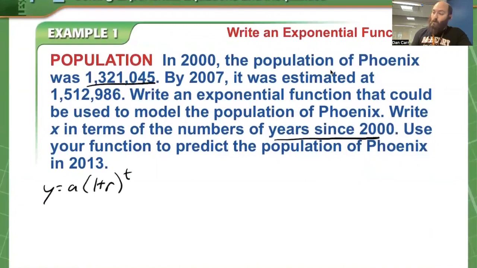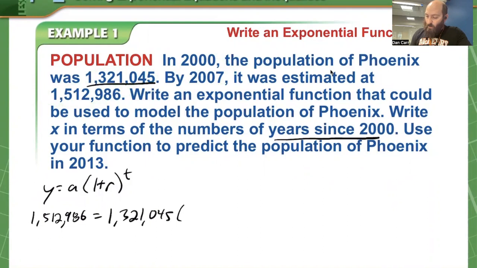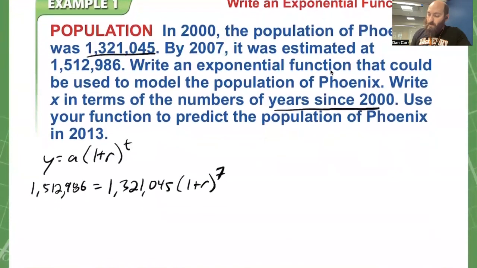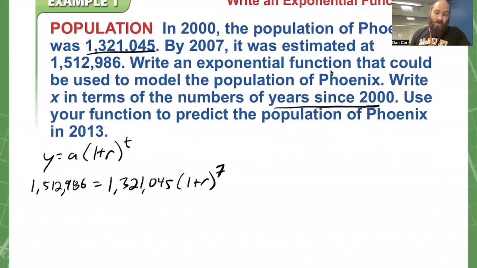So here's what we have. We do not know for sure. We know that it's growing after 7 years. And we know what the amount is here and the amount is here. Okay? So that means I can say that 1,512,986 is equal to the A value, the initial amount, which is 1,321,045. And that's going to be multiplied by 1 plus r for now, raised to the 7th power. Okay? So the goal here is we want to solve for r. We want to try to figure out what that r value is so that we can use that to help us predict the 2013.